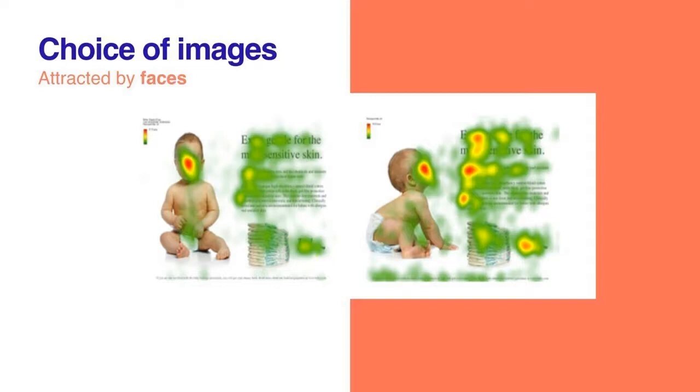People are attracted by faces. So in this example with heat map tracking, you'll see a nice example of a visual hint with a face that's looking towards something. The heat map tracking clearly shows where people are looking in both examples. So the image in which the baby is looking forward makes you look at the baby's face. The image in which the baby is looking at the text makes you automatically look at the text because you're following the face.